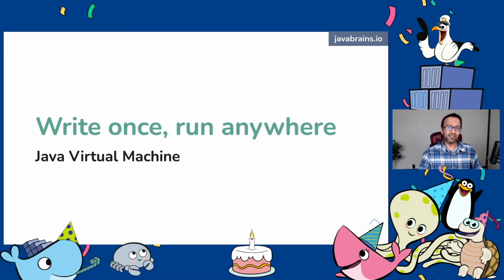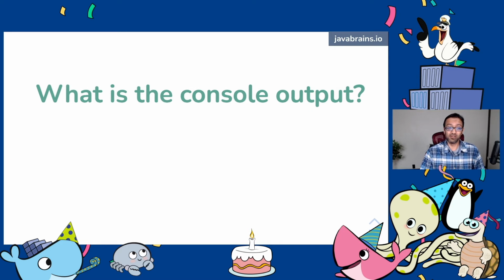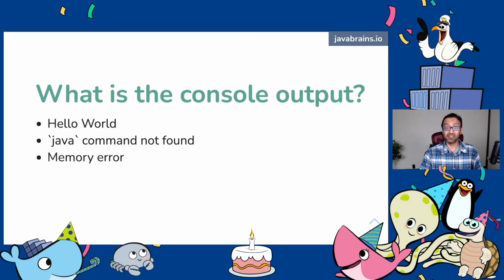I want to ask you if it is actually fulfilling its promise of write once, run anywhere. So I'm going to have this simple Java program, probably the very first program that Java developers learn, something that prints hello world to the console. Or does it? Now, what is the console output if I were to run this Java program? The answer is obvious. You would probably get hello world. But it's not guaranteed. You could potentially get Java command not found in the output. You could potentially get a memory error. You could potentially get an error about file permissions.